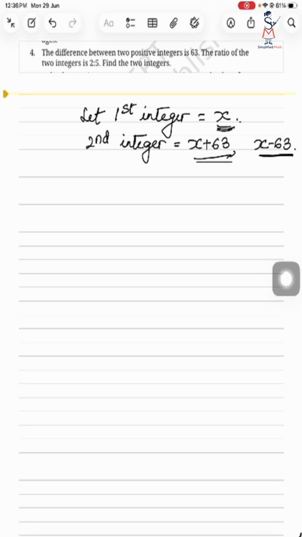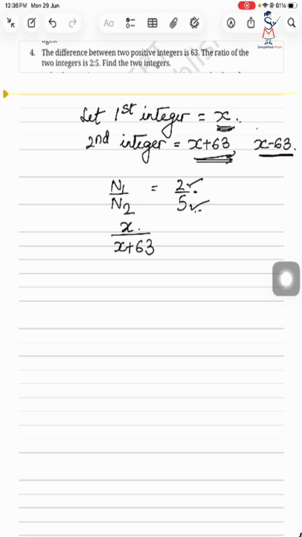Now the ratio of the two integers is n1 by n2, that is number 1 by number 2 is 2:5. So we can see here the first integer is smaller and the second one is bigger as 2 is smaller than 5. So first we will write the smaller one divided by the bigger one, x plus 63. Here I am taking x plus 63 as the second integer.